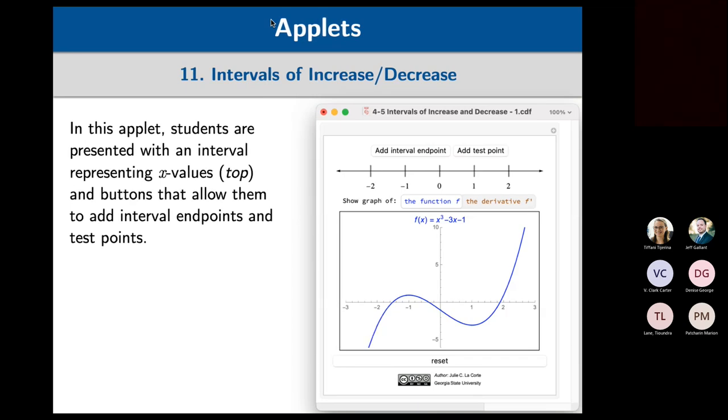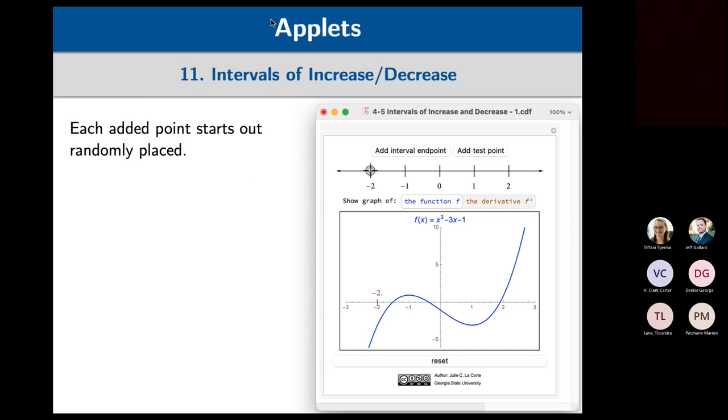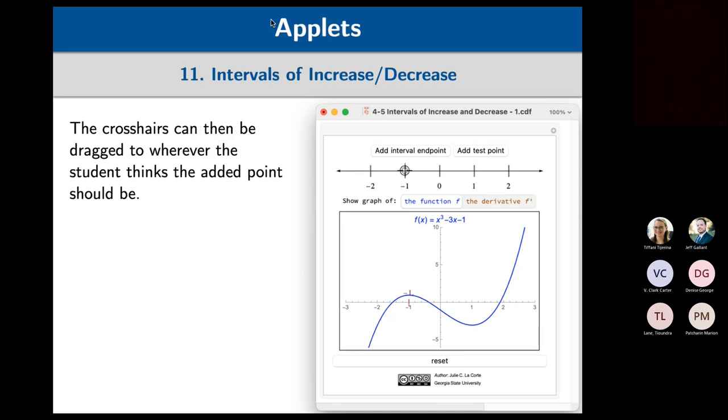In this applet, students are presented with the graph of a function and an interval representing the sign chart of the derivative. The buttons allow them to add interval endpoints. Those endpoints initially are placed randomly, so the student has to move them to where they're supposed to be. So here we have moved to the turning point.